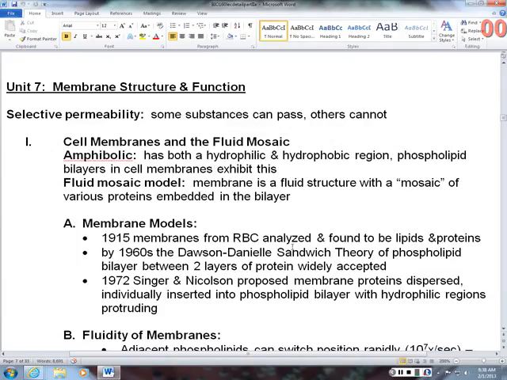And our cell membranes are considered to be a fluid mosaic. It's amphipathic in that it has both an area that likes water and an area that does not like water, so your hydrophobic and hydrophilic regions. If we look at that, you've got your phospholipid bilayer.